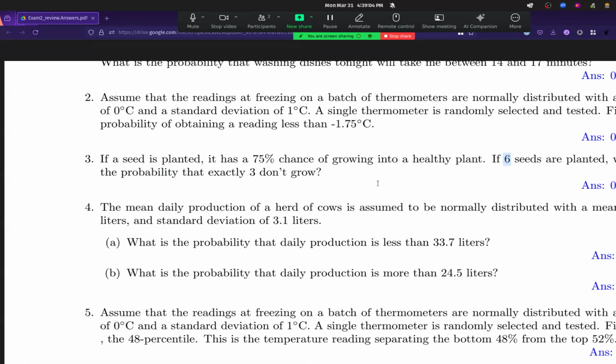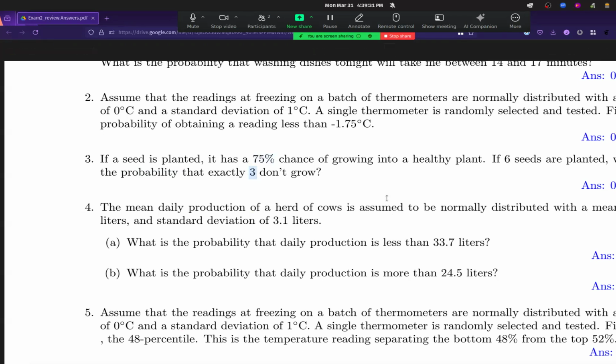You need those 3 things. And then does that probability of success, is that the same for each of the 6 seeds? And yeah, they each have a 75% chance of growing. So it checks the 4 boxes for being binomial, which means we can use what we know about binomial to calculate either the mean, standard deviation, or in this case, it wants to know what's the probability of 3.